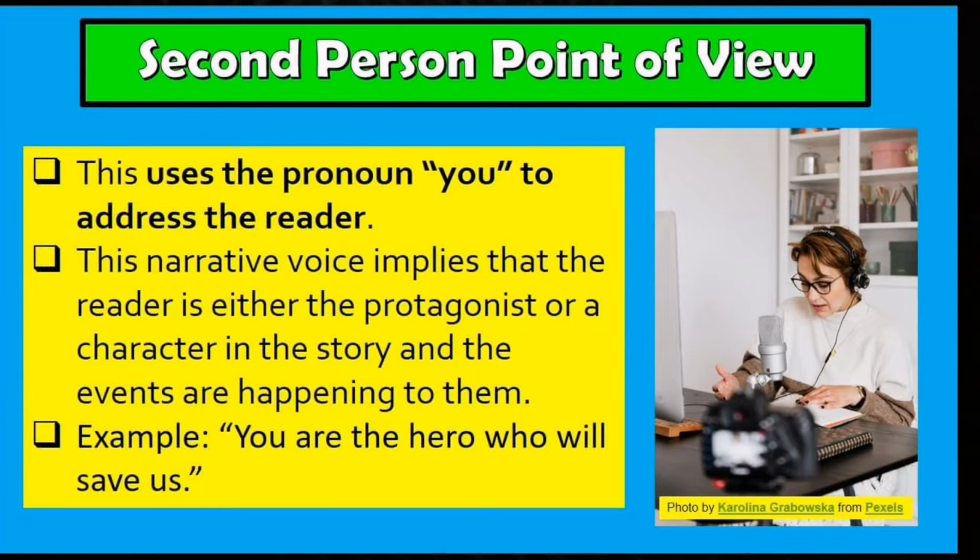And when we say second-person point of view, this uses the pronoun you to address the reader. This narrative voice implies that the reader is either the protagonist or a character in the story, and the events are happening to them. Example, you are the hero who will save us.